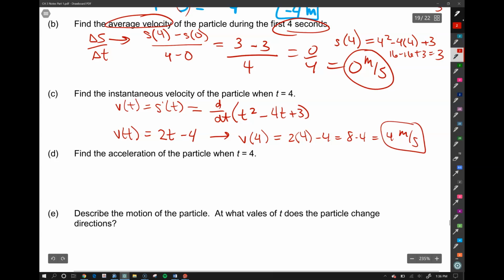If you're done writing this, try out D. Find the acceleration when t equals 4. Hint, it's going to be similar to the process we used with C. Think, how does acceleration relate to velocity?